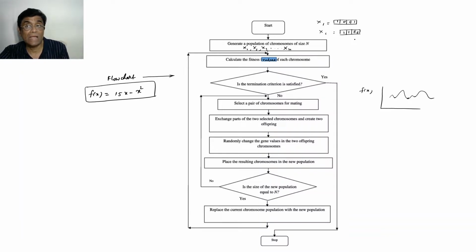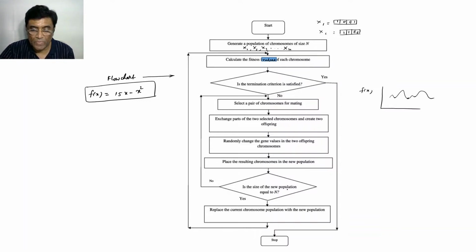And in doing so, it may happen that you have developed a very poor chromosome, but never mind. It will allow you to come out of the trap and then again run the basic GA, that is crossover, mating, and testing with the fitness function. So that's the idea, that gene values go into two offspring chromosomes randomly, and then place the resulting chromosomes in the new population.